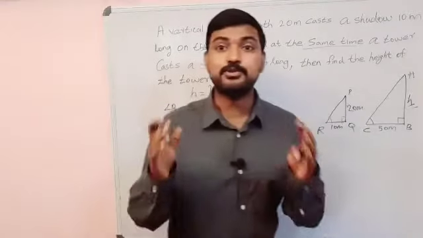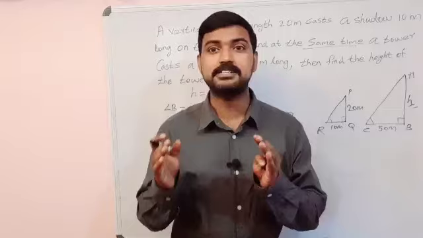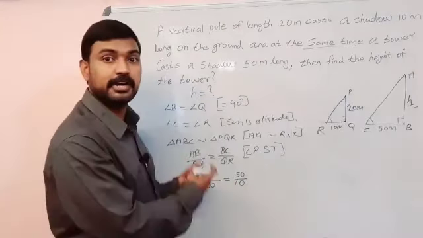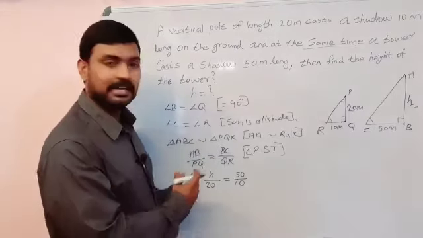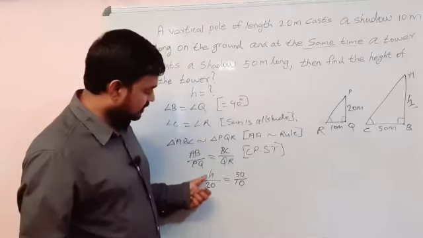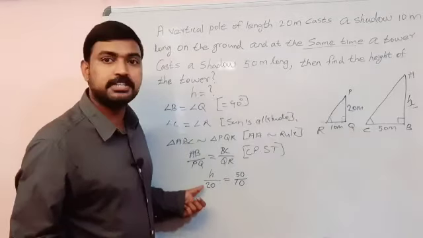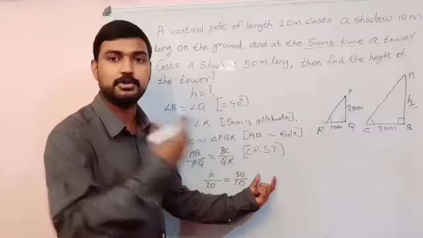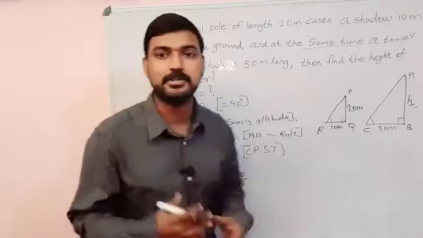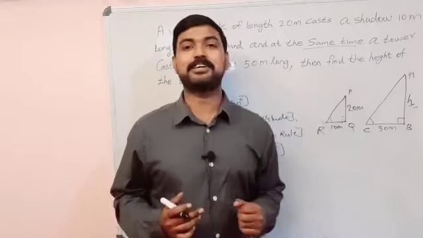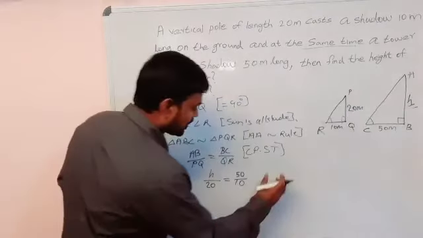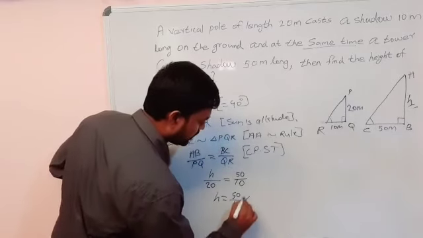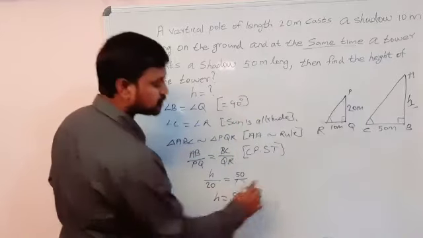Already we studied how to solve an equation. It is very easy, just transpose all the terms other than the variable to the other side and keep the variable alone on the left side. We will get H is equal to. So what is here other than H? 20 is there. What operation is it doing here? Division. If a division is transposed to the right side, it will go to its inverse operation. What is the inverse operation of division? Yes, multiplication. So this 20 transposed to the right side, we will get H is equal to 50 by 10 into 20.